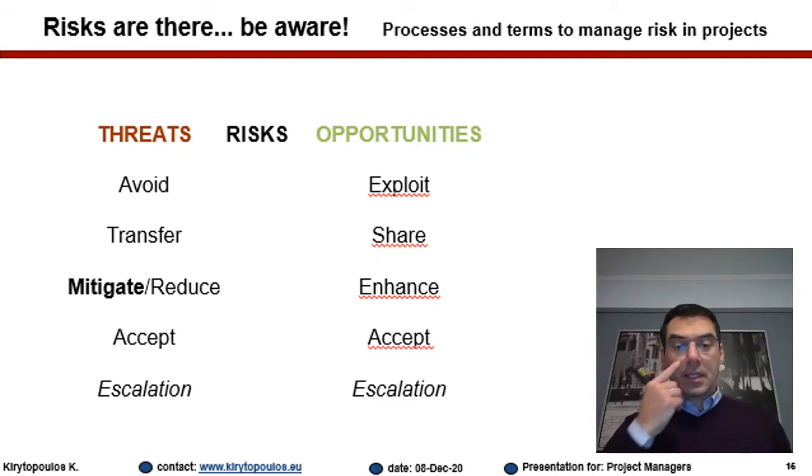And on the other side, you have sharing the risk, giving something of the positive impact to someone else in order to increase this risk score. The most typical one is mitigation. So we're talking about reducing the risk if we have a threat, or enhancing the risk if we have an opportunity. And we'll talk about this in detail.